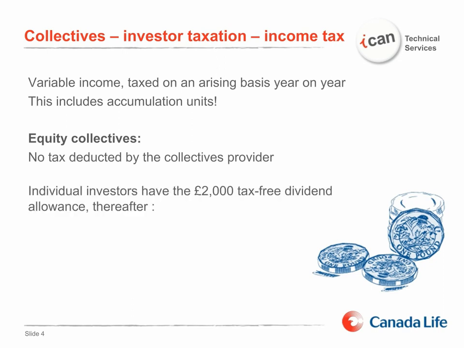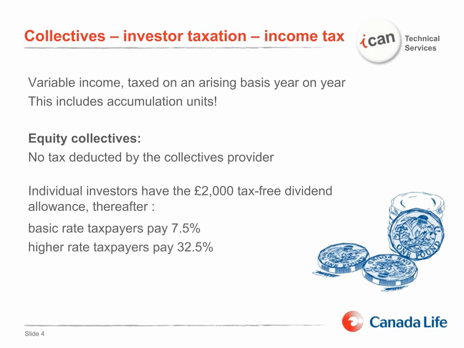Individual investors can use the £2,000 tax-free dividend allowance before being liable to tax at their marginal rate. The marginal rates are 7.5% for basic rate taxpayers, 32.5% for higher rate taxpayers, and 38.1% for additional rate taxpayers.